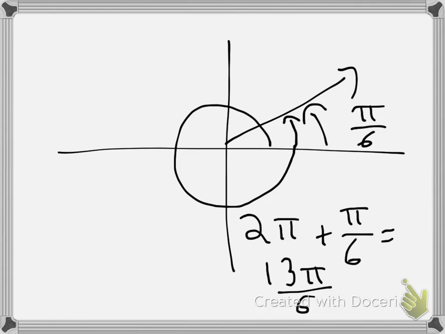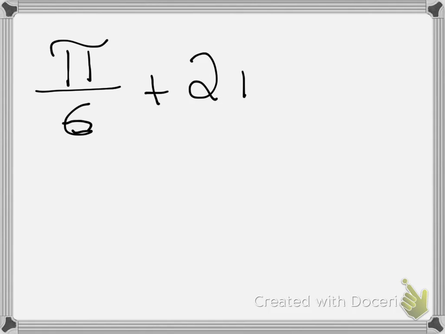And if I was willing to do it again, I could add another 12 pi over 6, and I'd be at 25 pi over 6. I could go around the whole thing backwards a couple times. And basically, there are infinitely many angles that are all coterminal with pi over 6. The way you get there is by adding or subtracting a full revolution. And a full revolution in radians is 2 pi.